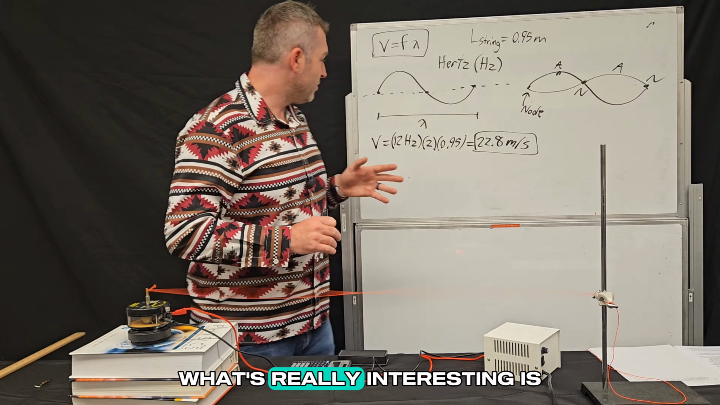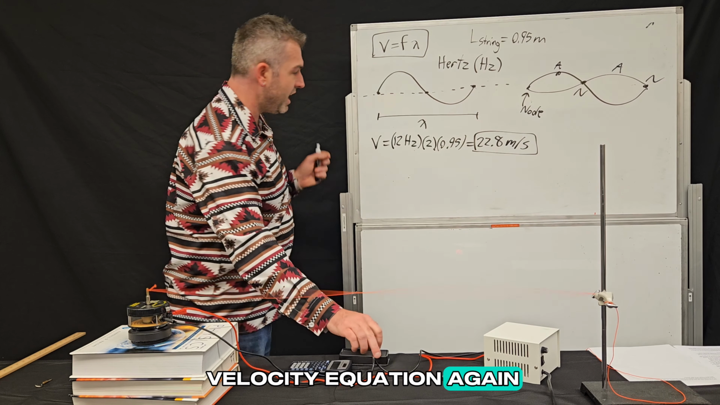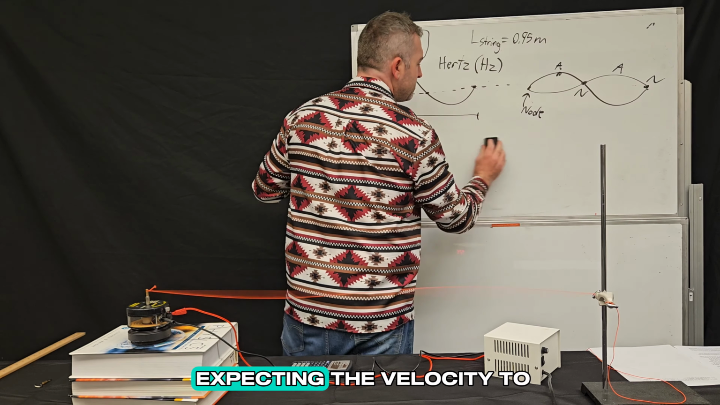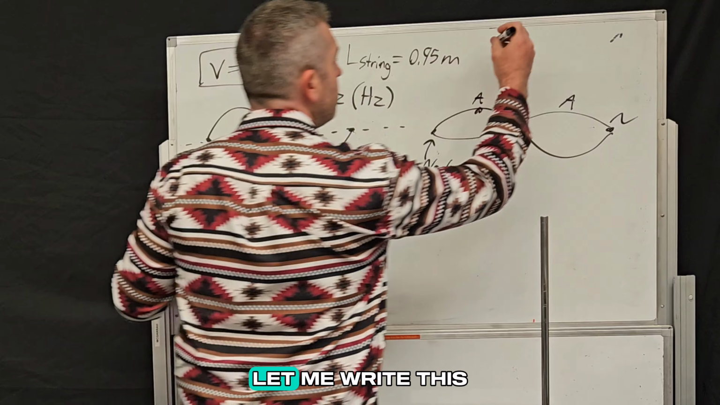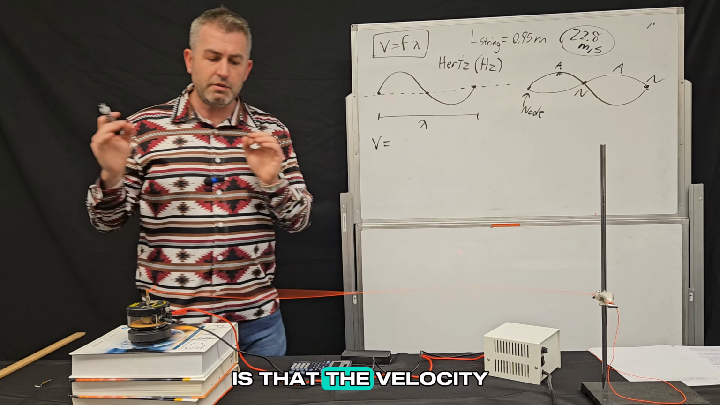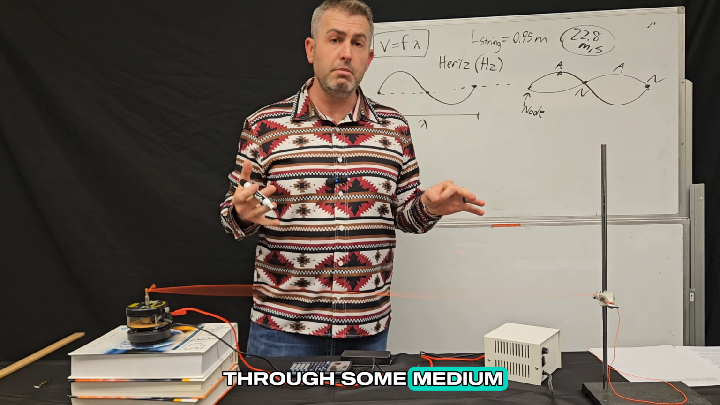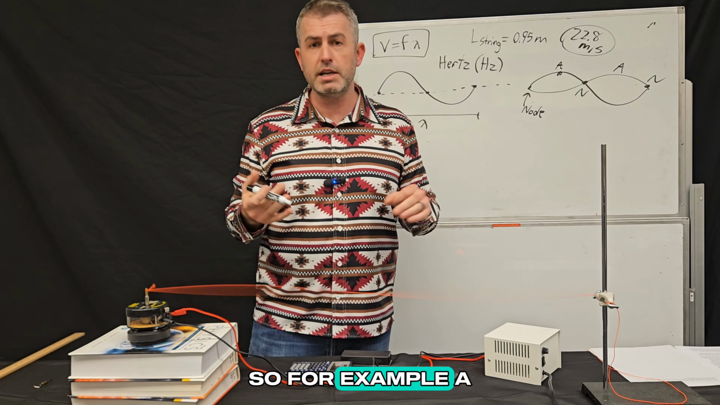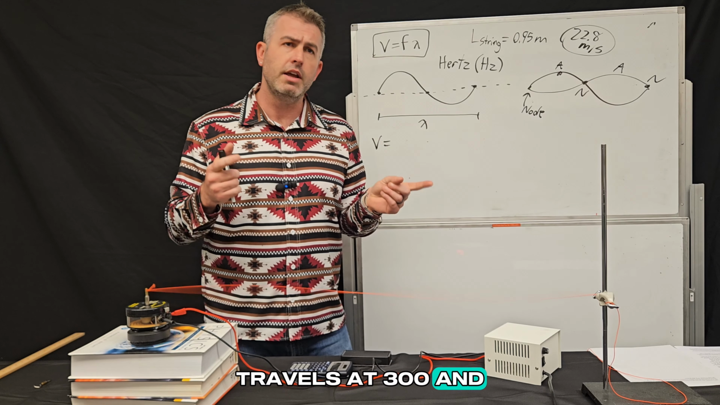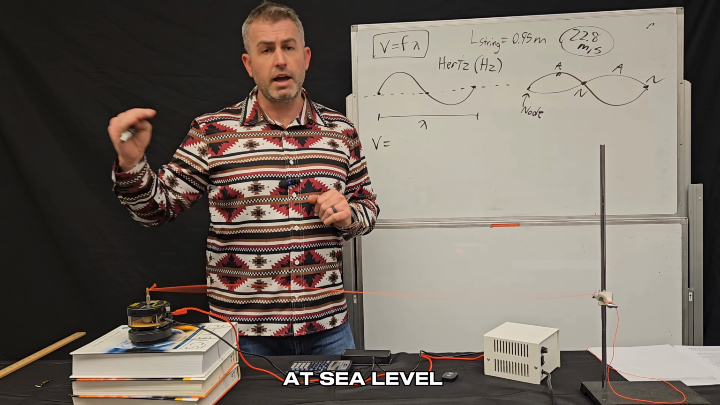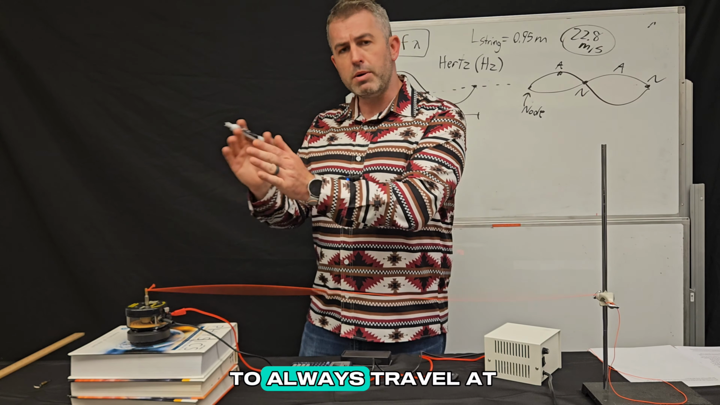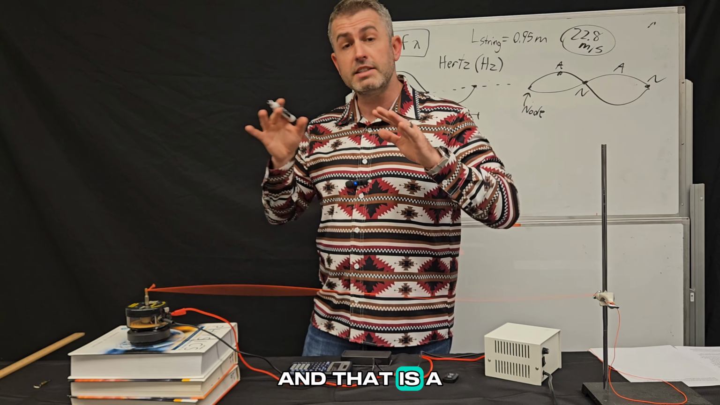And so now what's really interesting is I can run my velocity equation again and see if I get 22.8 meters per second this time. And the reason I'm expecting the velocity to be the same, let me write this on the side so I don't forget, is that the velocity of any wave moving through some medium has to be constant. So for example, a sound wave, like the waves I'm producing by talking, sound travels at 340 meters per second, give or take, at sea level. So when the air is at that particular density at sea level, we expect sound waves to always travel at about 340 meters per second, and that is a constant speed.